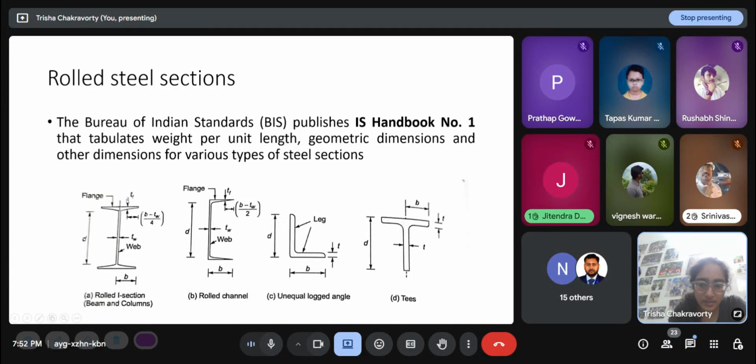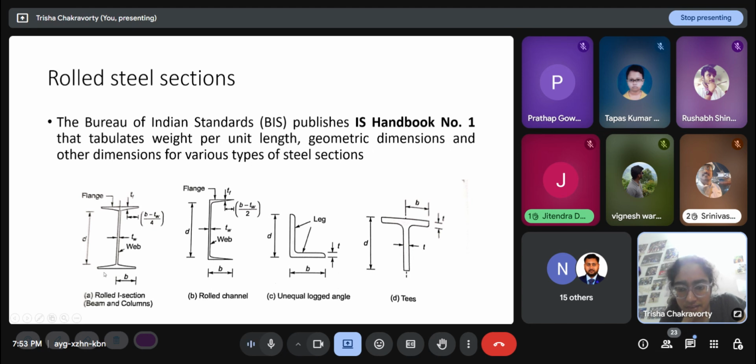There are some types of sections. One is the rolled I section. The shape is I, that's why it's called I. The rolled channel section, C section. This is an angle section. This is a T section. And in all of these dimensions, you'll see D, which is the overall depth, and B, which is half the width.